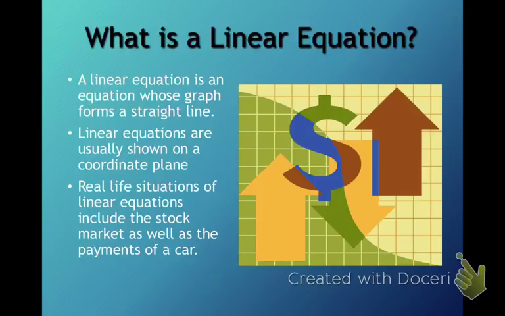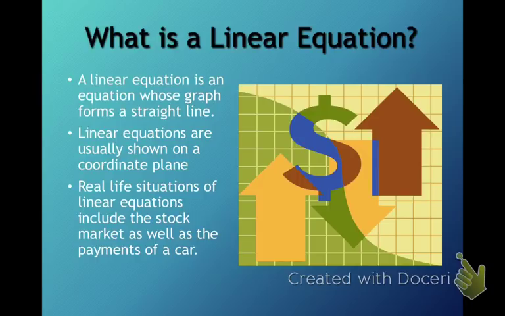First off, what is a linear equation? Well, a linear equation is really simple. It's an equation whose graph forms a straight line. Linear means line. It needs to be straight. If you don't have a straight line, you did it wrong. Linear equations are usually shown on a coordinate plane. Okay, you'll see a couple of those. It's like the one on the right, but with numbers on it.